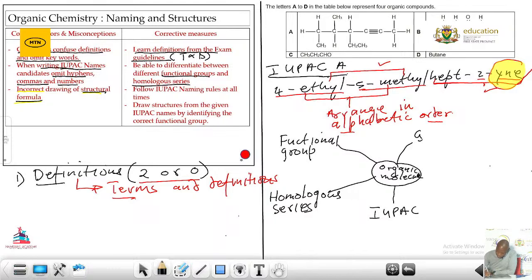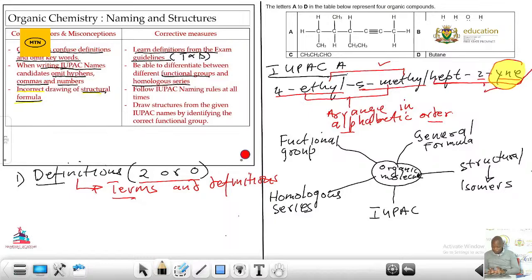We can further move and say there must be a general formula, and we also need to have the structural formula. But from the structural formula, I can further move and say, do I need now to know anything about the isomers? Definitely I need now to know something. So what does this say to me? It says I can have my chain, I can have my position, and I can also have my functional group.